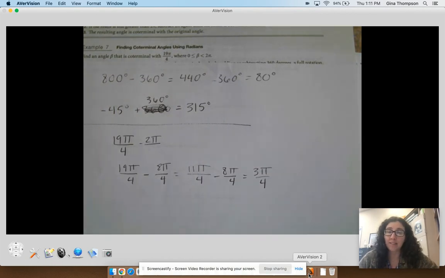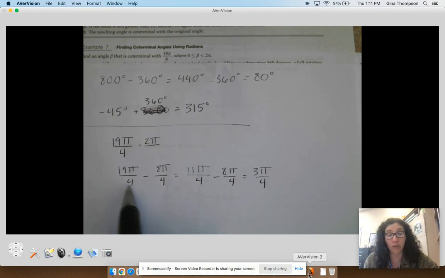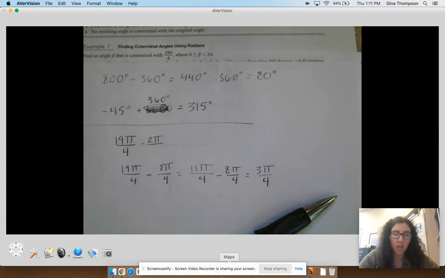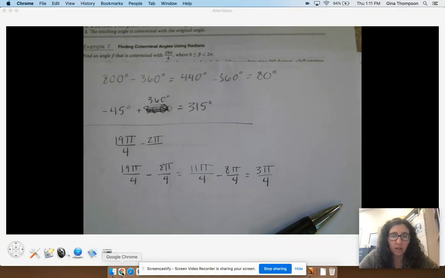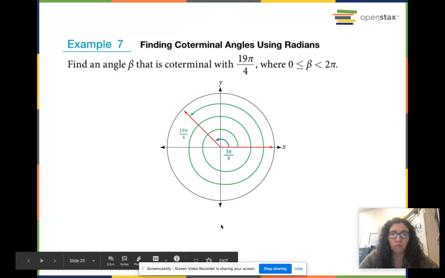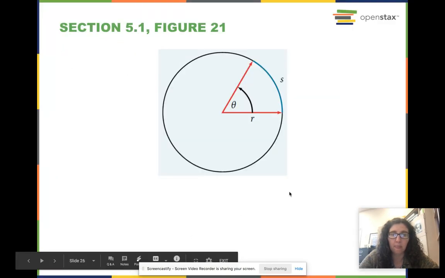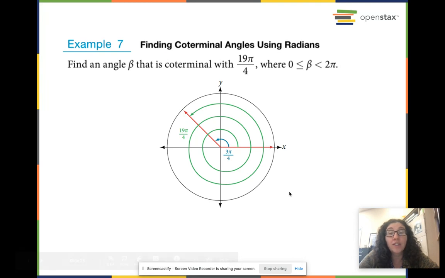In radians, the only thing that's a little bit trickier is sometimes you have to find a common denominator to be able to subtract the two fractions. But you guys are good with fractions, you can do it. All right, I think that's all I wanted to do in this section. So that's coterminal angles.